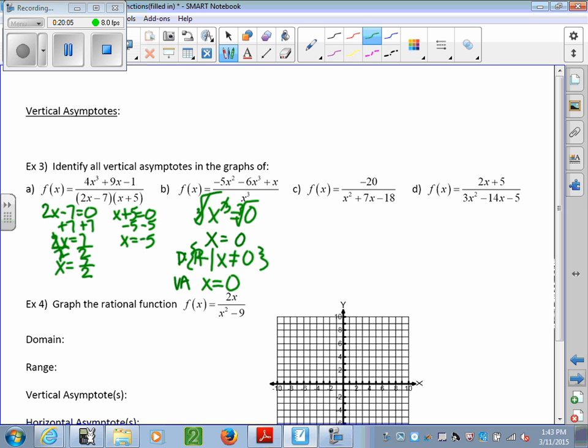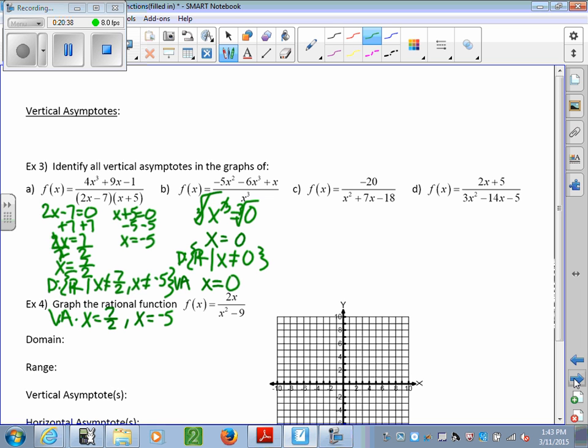So my graph is undefined at 7/2 and negative 5, which means my domain is all real numbers such that x does not equal 7/2, and x does not equal negative 5. Okay? And my vertical asymptotes are x equals 7/2 and x equals negative 5. Right? Where it's undefined are where I have vertical asymptotes.